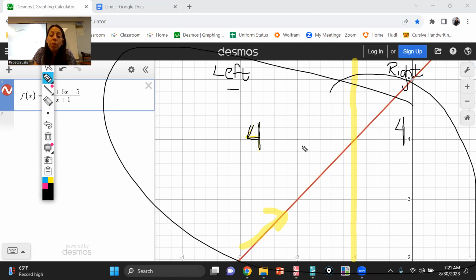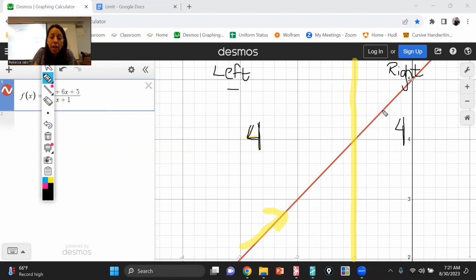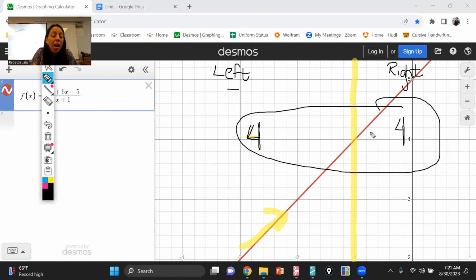Technically, in order to have a limit, these two numbers right here have to be the same. If those two numbers are not the same, then we would not have a limit here, okay?